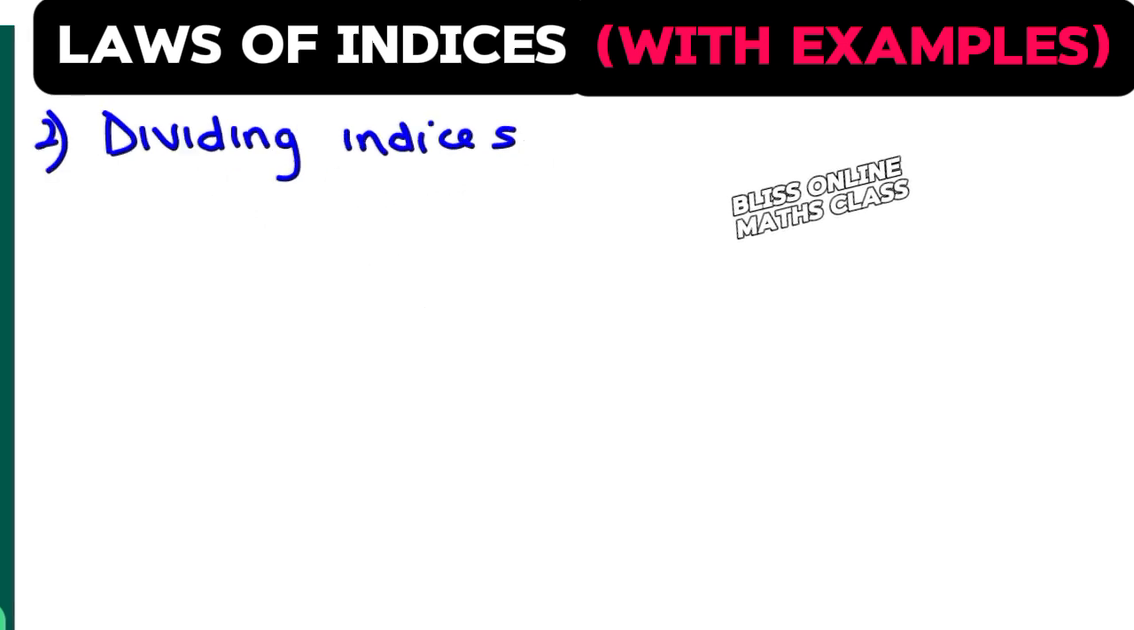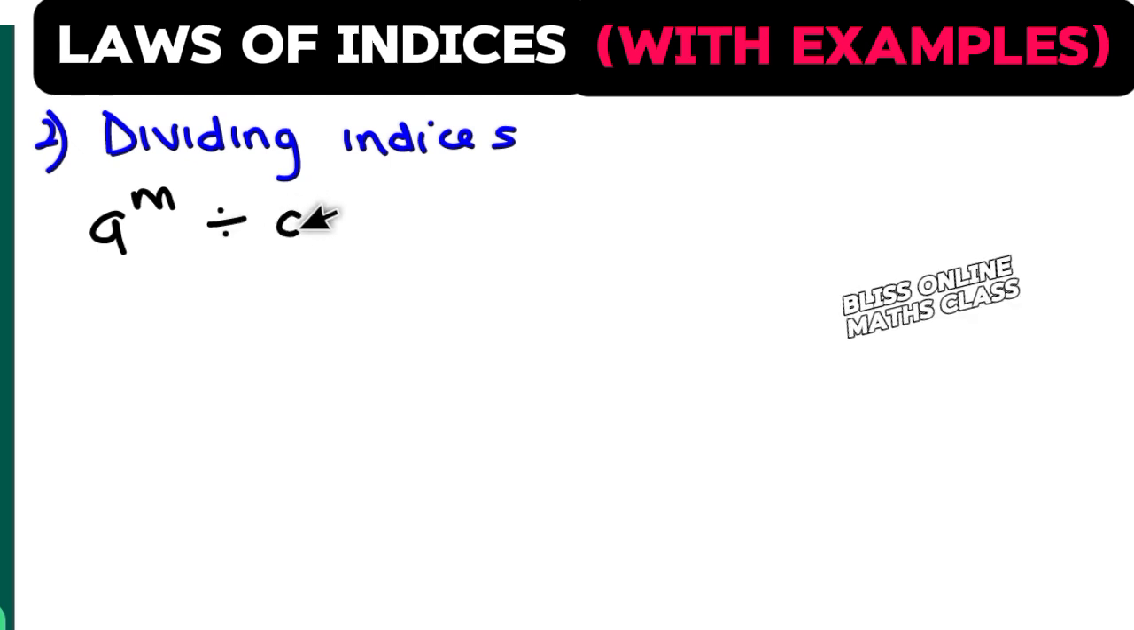So number 2 law is dividing indices, and this is expressed as a raised to power m divided by a raised to power n. When dividing indices like this with the same base, all you have to do is to subtract the powers, and this can be solved as a raised to power m minus n. So that is how you solve dividing indices.